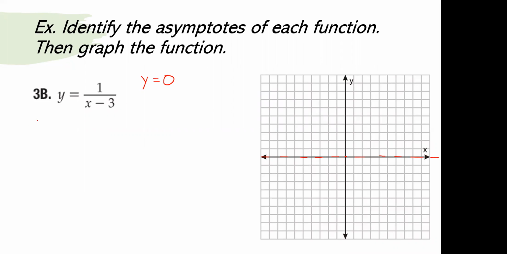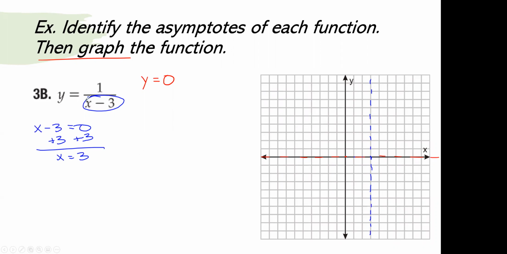And then, because it's telling me to graph the function, I also need to find my vertical asymptote. So I would set my denominator, x minus 3, equal to 0, and I get x equals 3. So when x is 3, right here, I have a vertical asymptote. This is going to help me graph my function here.